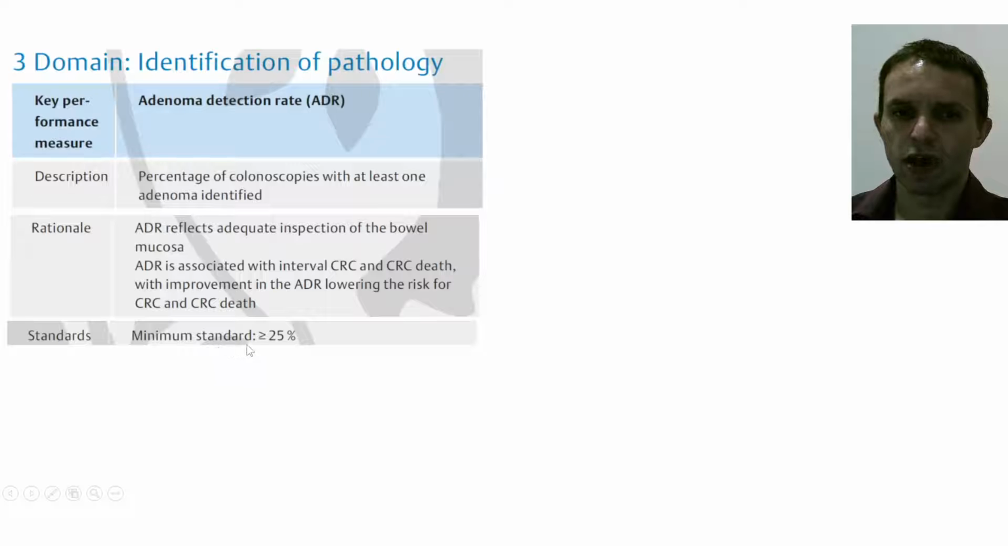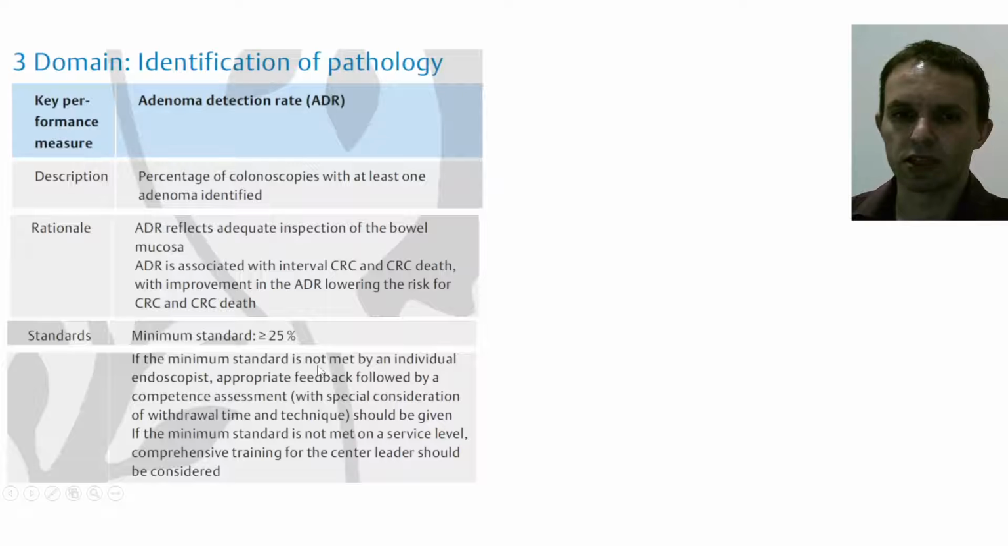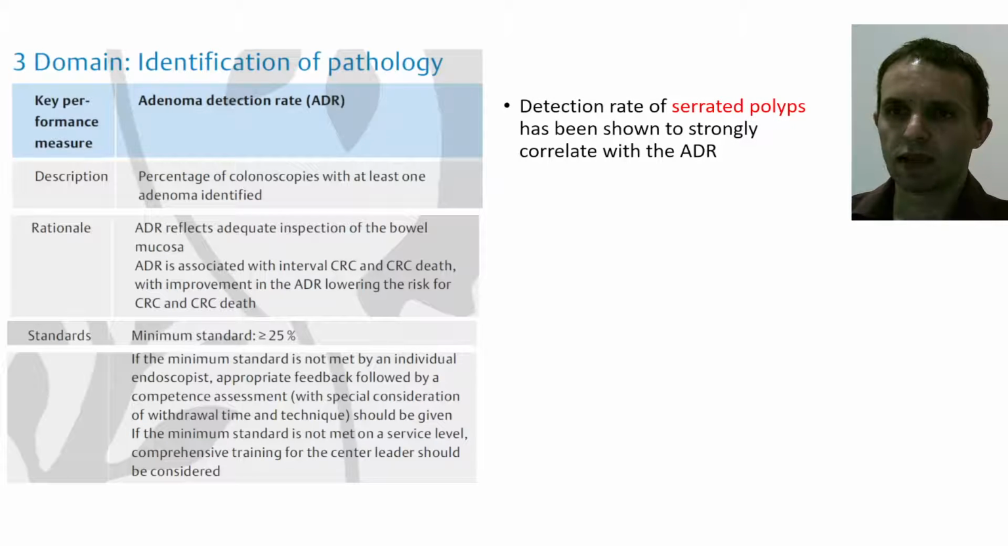The minimum standard recommended by the guideline authors is more than 25% of all colonoscopies. If the minimum standard is not met by an individual endoscopist, appropriate feedback followed by a competence assessment should be given. Detection rate of serrated polyps has been shown to strongly correlate with the ADR.